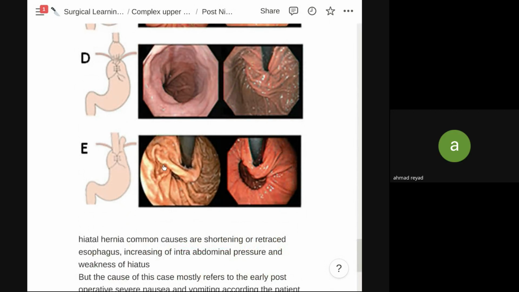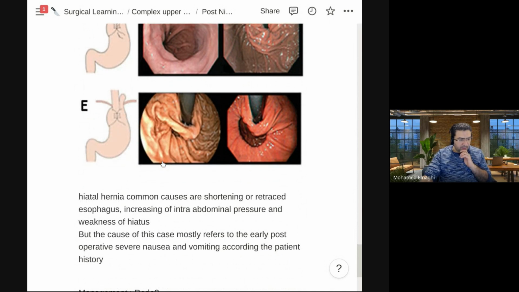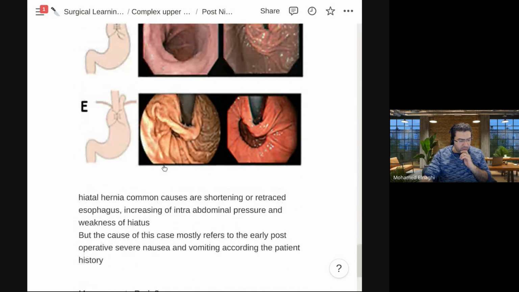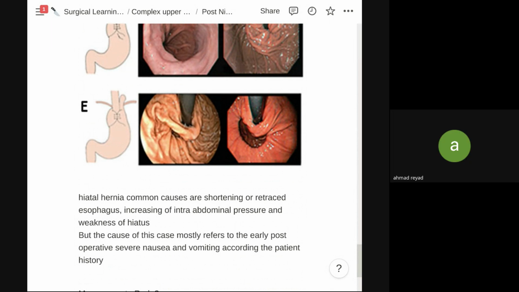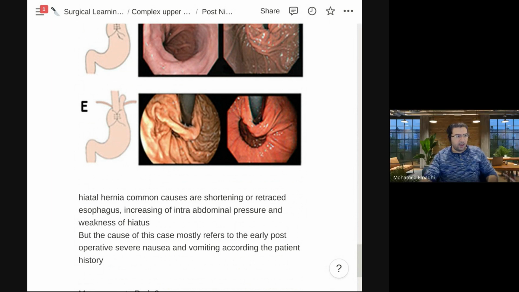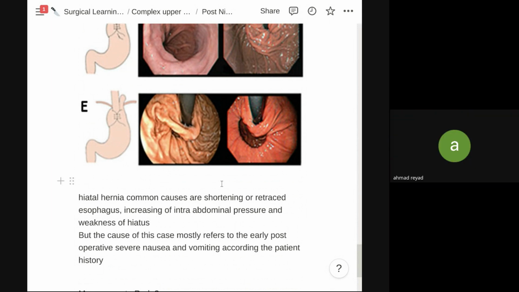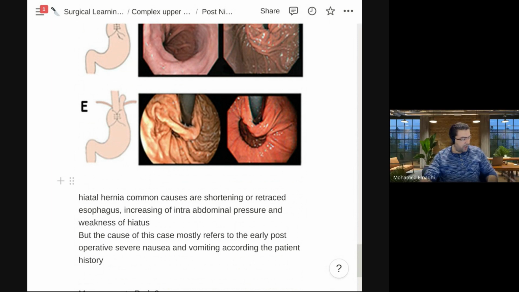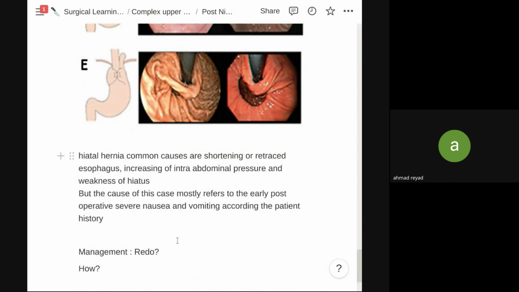I can't see that in the endoscopy. It's clear. Okay, fine. So how are you going to manage this patient now? This patient only needs a redo fundoplication. It can't be treated medically or endoscopically. Fine. Have you done a redo fundoplication? I've seen it once. I assisted my consultant once, but it's quite difficult.